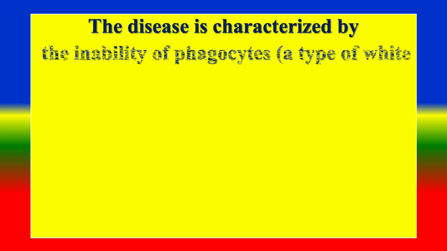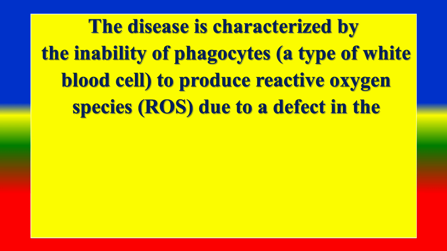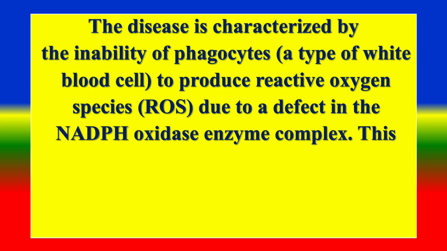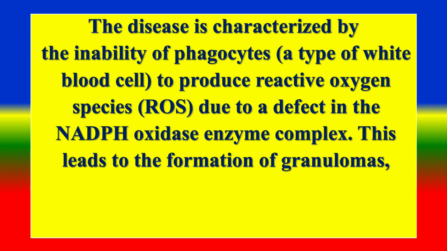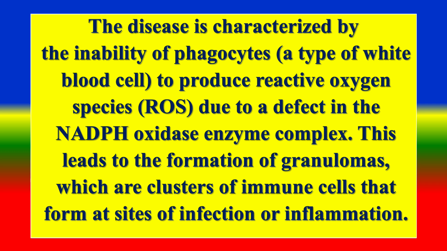The disease is characterized by the inability of phagocytes, a type of white blood cell, to produce reactive oxygen species due to defects in the NADPH oxidase enzyme complex. This leads to the formation of granulomas, which are clusters of immune cells that form at sites of infection or inflammation.